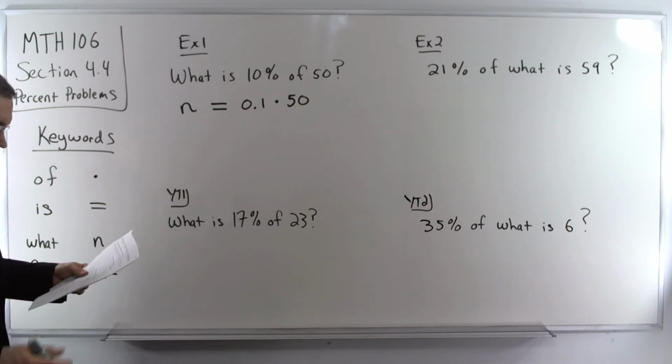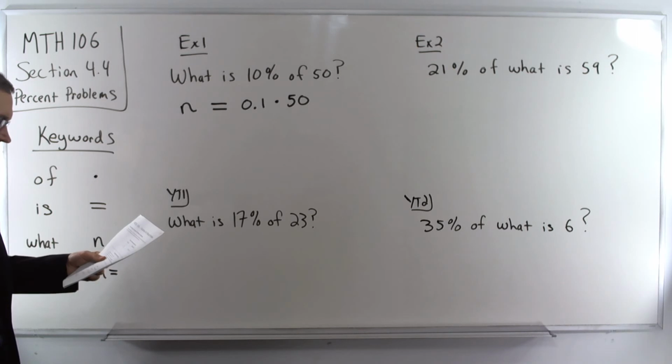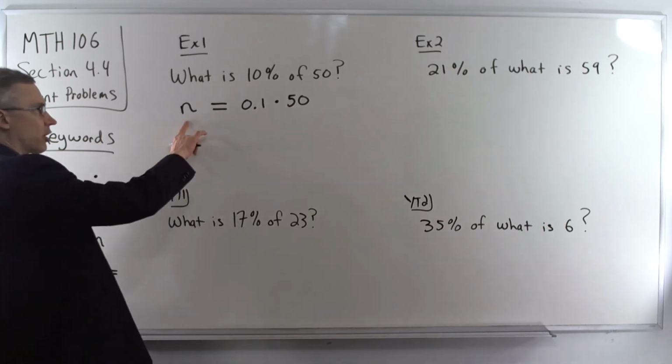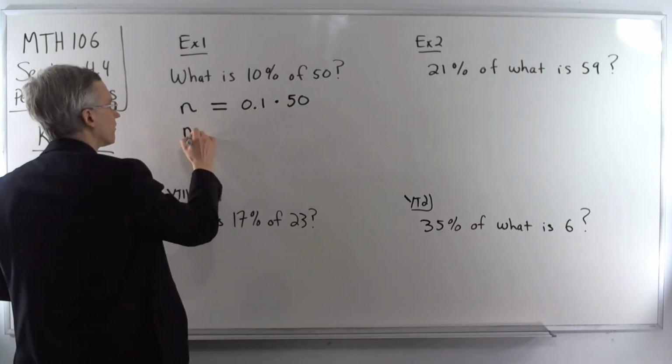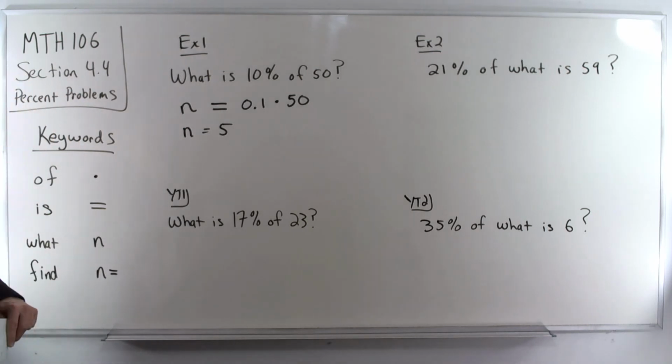All right, now, if the variable is by itself, evaluate the other side of the equation. So step 3, the variable is already by itself. We're going to evaluate this side, 0.1 times 50, and that gives us 5. So n is 5. So 5 is 10% of 50.